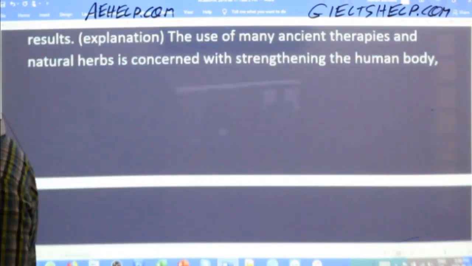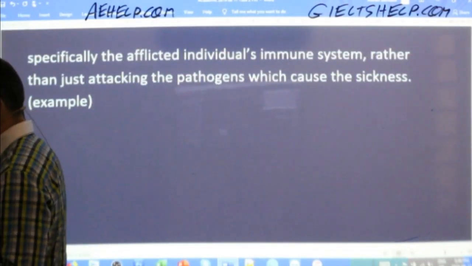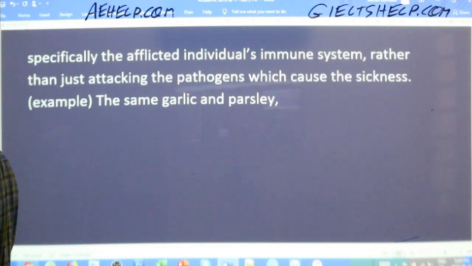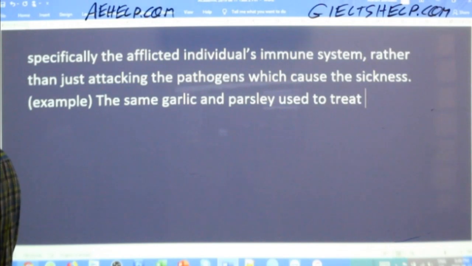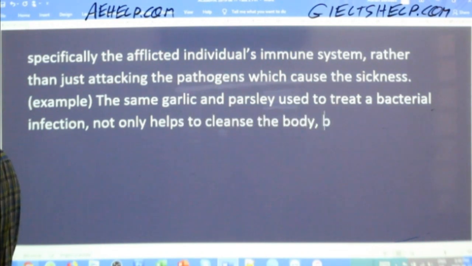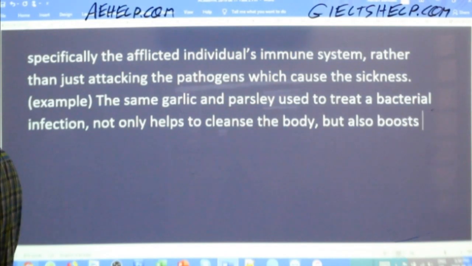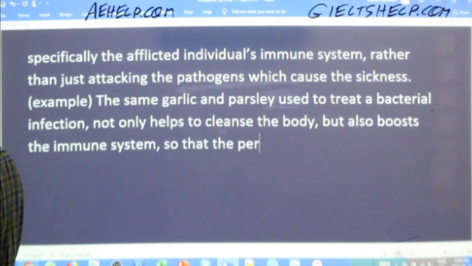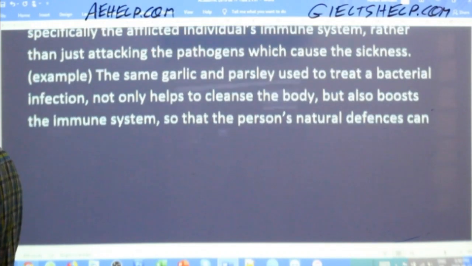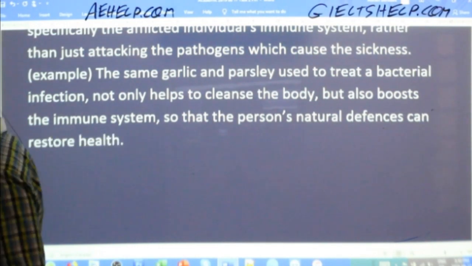Okay, so here we go with the example. You can try writing it as well. Here we're making a simple connection. So the same garlic and parsley used to treat a bacterial infection not only helps to cleanse the body, but also boosts the immune system so that the person's natural defenses can restore health. Okay, so that's my example.